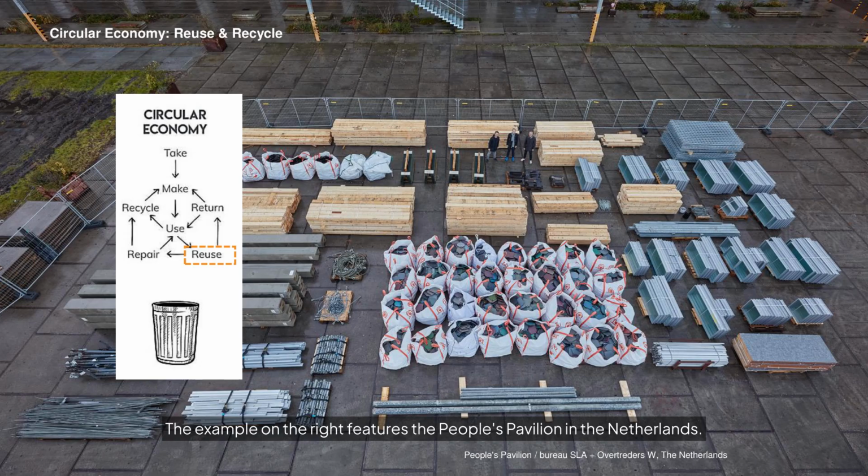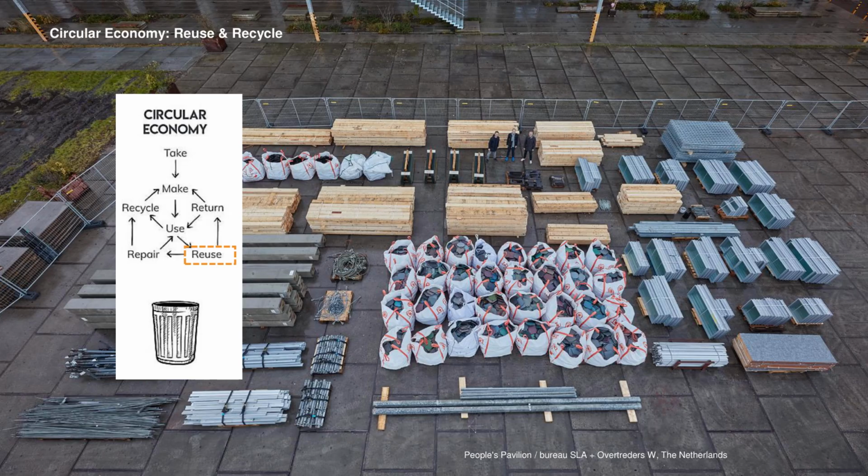The example on the right features the People's Pavilion in the Netherlands. The pavilion was built with salvaged timber, steel, enclosures, and modular components. After the event, all components were taken apart and transported to different event venues for continuous reuse.